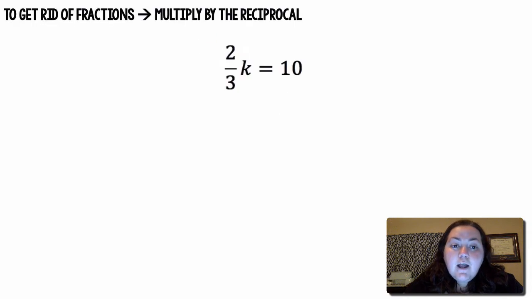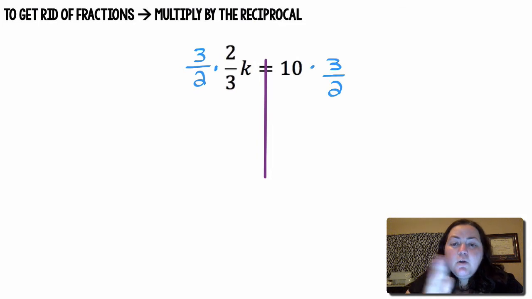All right, if you have fractions and you need to get rid of a fraction, you're going to multiply by the reciprocal. All right, so I have 2/3 k equals 10. I want to get rid of that 2/3. So I'm going to multiply by the reciprocal. So that means I'm going to take the 2/3 and I'm going to flip it over. So I'm going to multiply both sides by 3 over 2. And remember, whatever you do to one side, you have to do to the other. And if I multiply 3 over 2 times 2 over 3, I get 6 over 6, which simplifies to 1. So that's going to cancel.